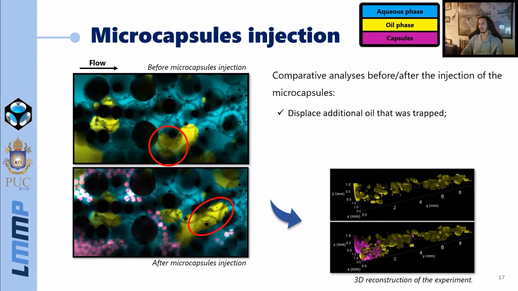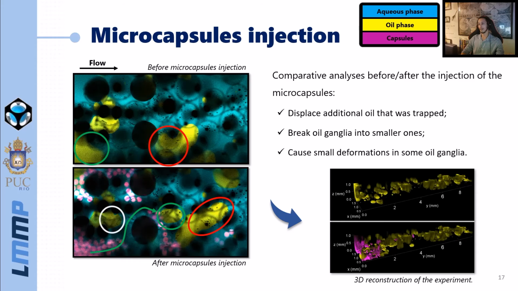Summarizing, after running many experiments, it is possible to conclude that the microcapsules work in this artificial porous device as a method to displace additional oil that was trapped before, break oil ganglia into smaller ones, and even in ganglia that are not fully mobilized, the increase of local pressure causes small deformations.